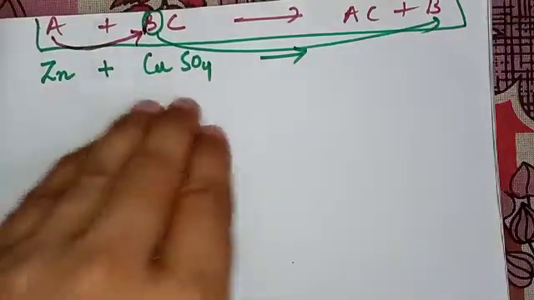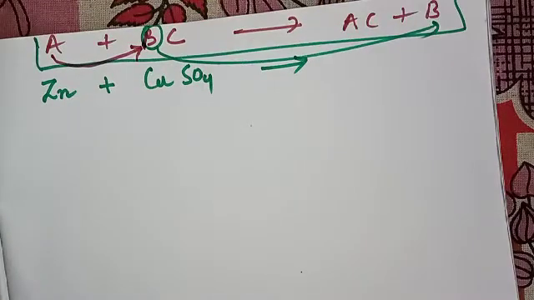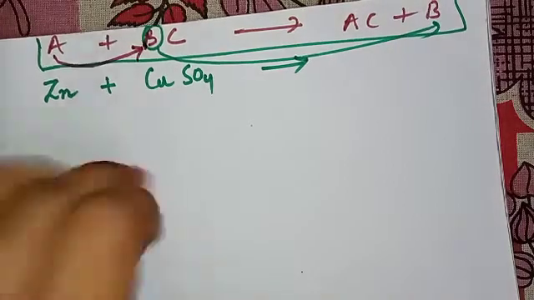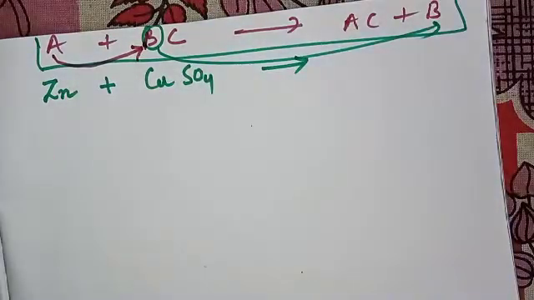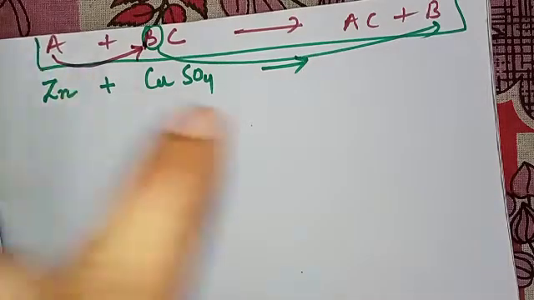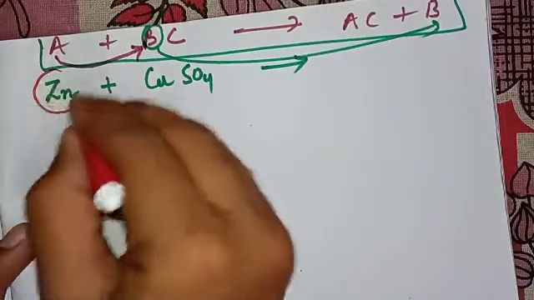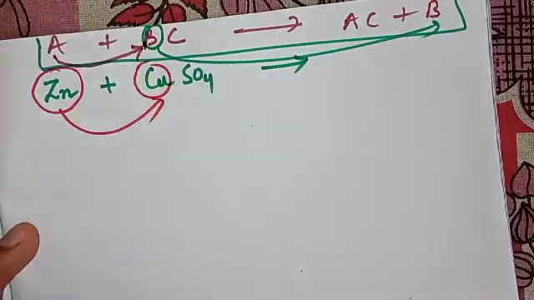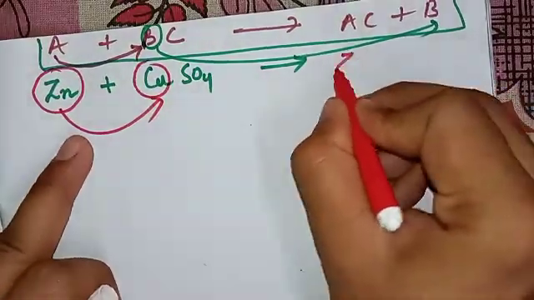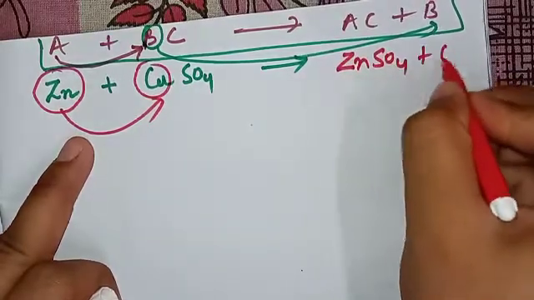So when zinc reacts with copper sulfate, what will happen, my dear students? If you see the metal reactivity series, zinc is placed above copper, that means zinc is more reactive than copper. And what did I tell you just now? I said that in this type of reaction, a more reactive metal displaces a less reactive one. So here zinc is more reactive than copper, so definitely it is going to displace copper from its position. So it will become zinc sulfate and copper will be displaced.